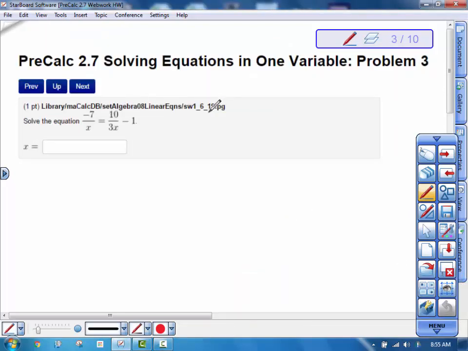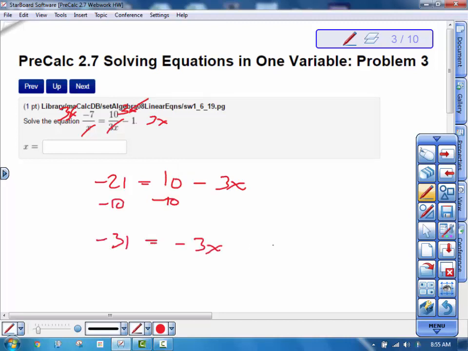Problem 3 then is a little bit easier. I can multiply through by 3x, which is the smallest thing that everything in the bottom goes into. The x's cancel. Negative 21 equals, this cancels, so you get 10 minus 3x. Subtract 10 from both sides. Negative 31 equals negative 3x, so x equals 31 over 3.